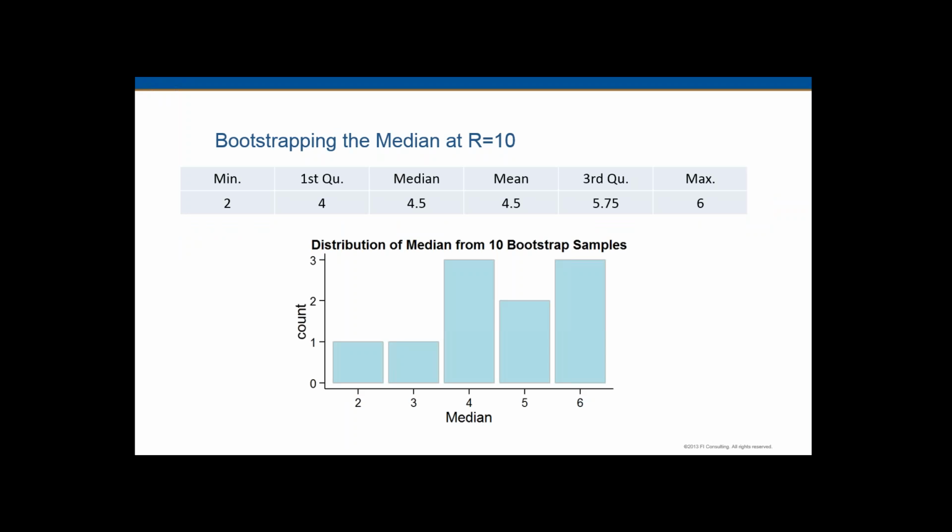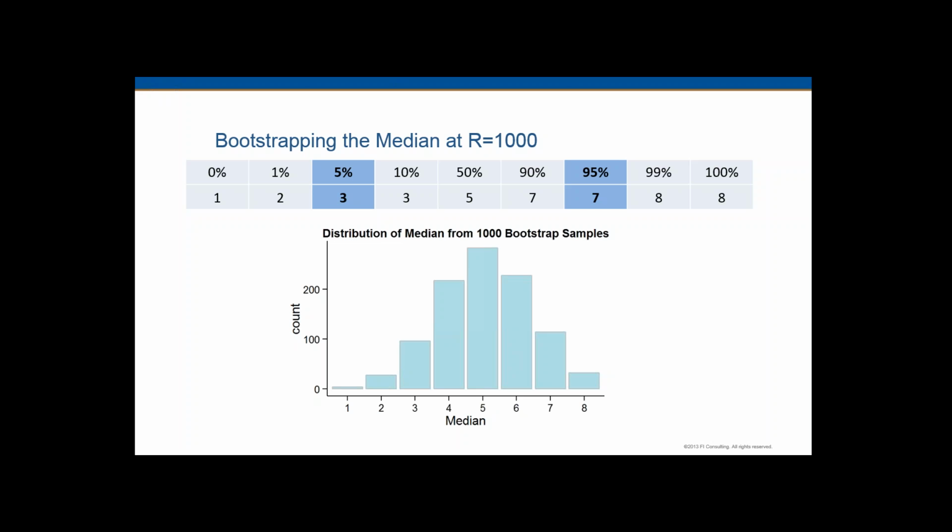Given these 10 random samples, we can make a note of the medians of those samples and plot their distribution. Of course, having only 10 different samples is not enough to make any meaningful inferences, so we repeat the process 100 times to get a nice-looking bell-shaped curve of the distribution. And now we have enough data to look at the 5th and the 95th percentile values, and we can say with 90% confidence that our median is between 3 and 7.